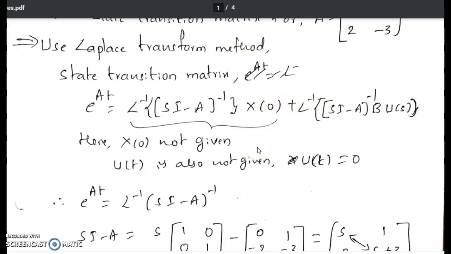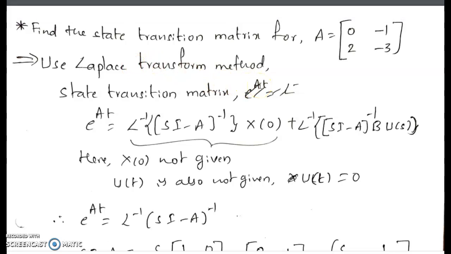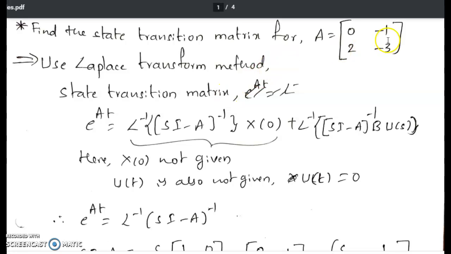Okay, so here find the state transition matrix for the given matrix A, which is [0, 1; -2, -3], using the Laplace transform method. If they ask for a particular method by name, you go through that method. Otherwise, whichever of the three methods you feel is easy, you can use for that problem. Okay. So here only the A matrix is given, right?